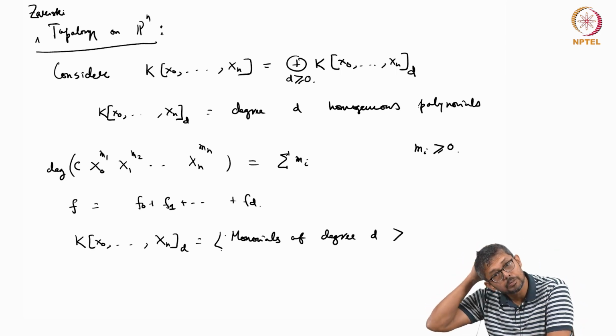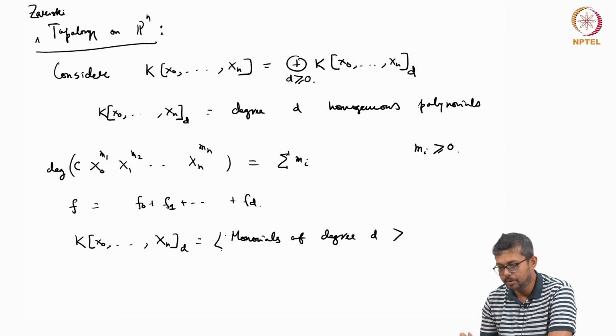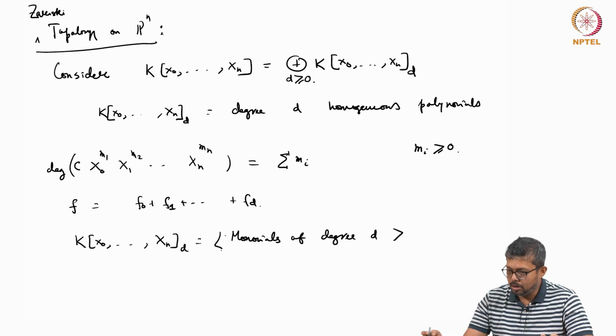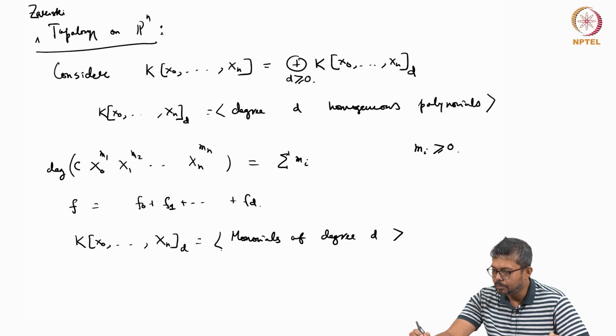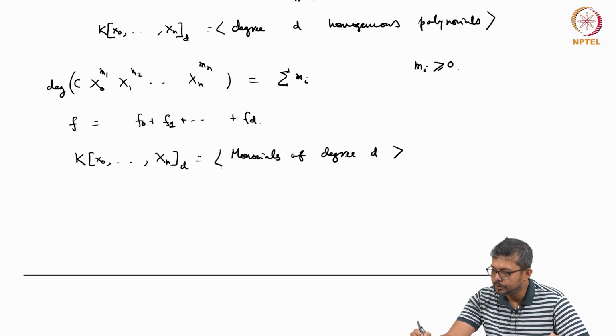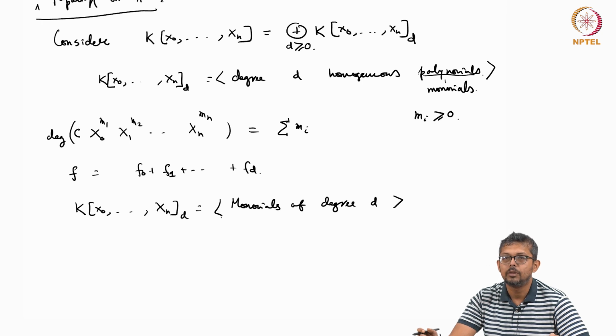Take the vector space generated by that. I am saying vector space, so 0 will be automatically there, because if you take the difference between two same monomials, then 0 will be there. Vector space generated by this. So instead of polynomials, you can take monomials, because after all, any homogeneous degree d polynomial is generated by monomials.